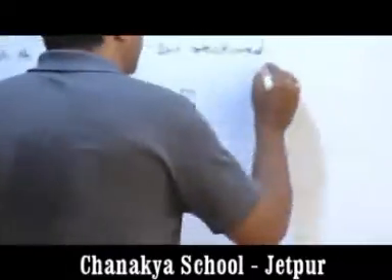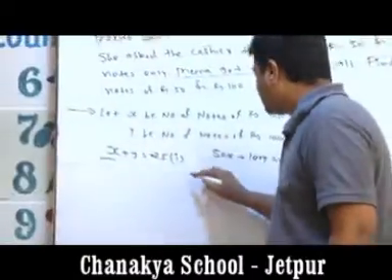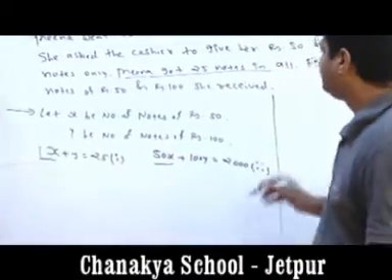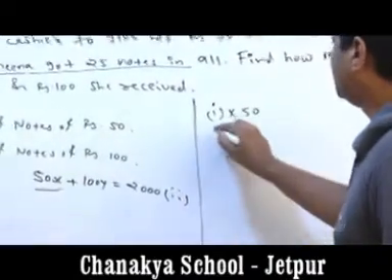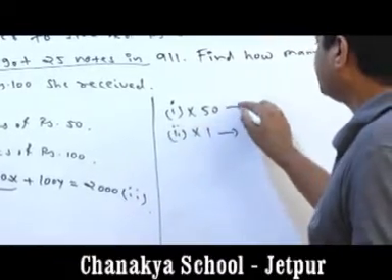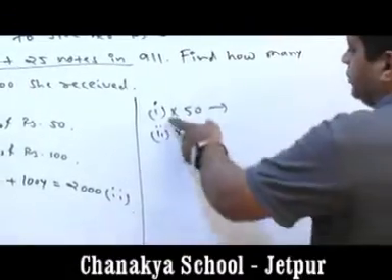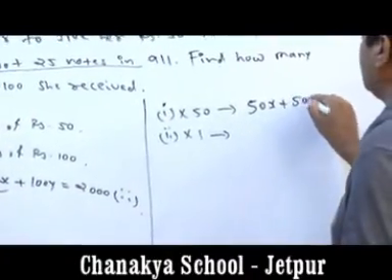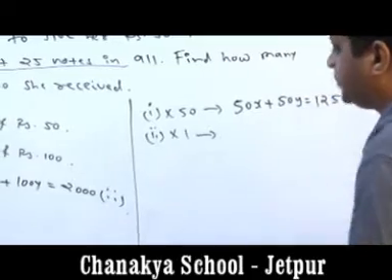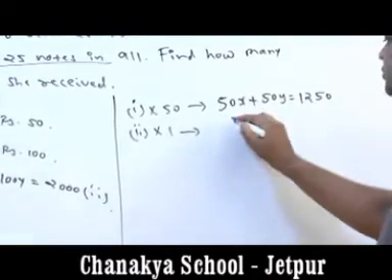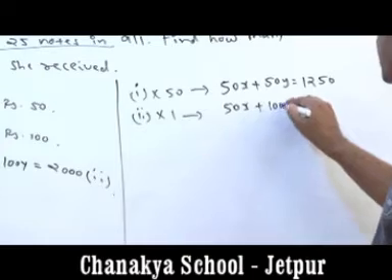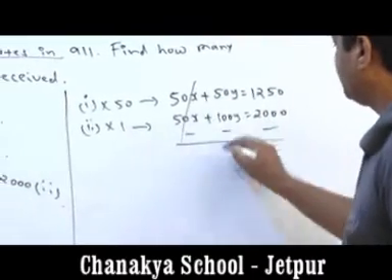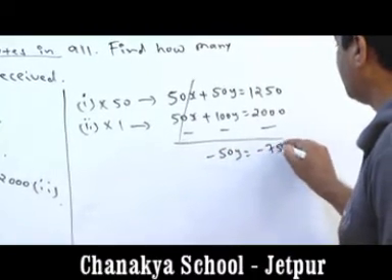Okay students, now underlining the terms containing x, here the coefficient of x is 1 and here the coefficient of x is 50. Multiplying equation number 1 with 50, multiplying equation 2 with 1. Multiplying equation 1 with 50 gives 50x plus 50y equal to 1250. Multiplying equation 2 with 1, rewriting 50x plus 100y equal to 2000. Eliminating x, minus 50y equal to minus 750.